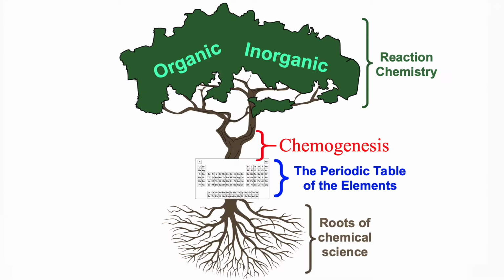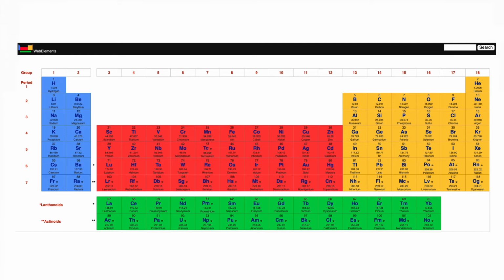The chemogenesis analysis starts with the periodic table of the elements. So we need to consider the periodic table in some detail. First we have the roots of chemical science. Here we're talking about the discovery of the chemical elements. Then we have the periodic table, and from this the chemogenesis analysis grows out of the periodic table to give us organic and inorganic reaction chemistry. So let's have a look at the periodic table.